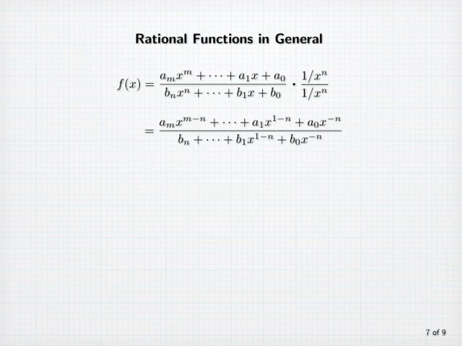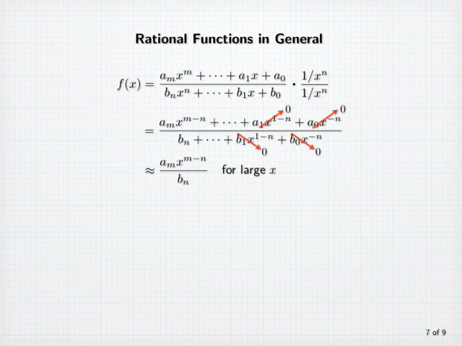Notice that all other terms in the denominator involve negative powers of x, which will approach 0 as x goes to either plus or minus infinity. So those negative powers, along with whatever negative powers appear in the numerator, approach 0 as x goes to infinity, and the value of the function will be approximately equal to the leading term in the numerator divided by bn for large values of x. How this behaves for large values of x depends upon the exponent m minus n.